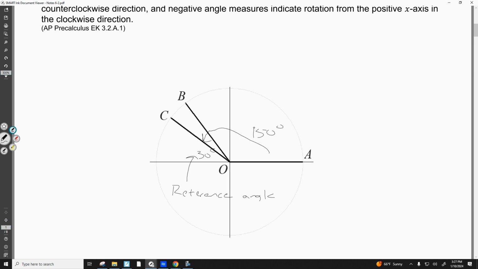But what's actually more important for the rest of this unit and for the rest of the semester is the fact that 150 degrees is 30 degrees away from 180. The reference angle is actually more important than the obtuse angle. Reference angle as in reference to the x-axis.